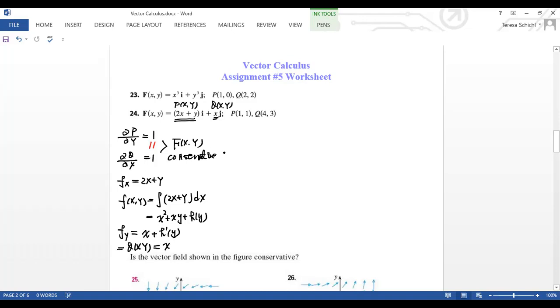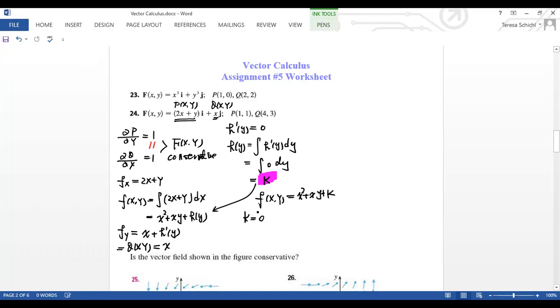which is x. Oh, beautiful. So what I have here is h prime of y equals 0. Now h of y is the integral of h prime of y, so take the integral of 0 dy. So what you have here is a constant, right? Now that's good. Then plug the constant back in. So finally, I have f of x,y equal to x squared plus xy plus k. So you can let k equal 0. If you let k equal 0, then f of x,y is equal to x squared plus xy.